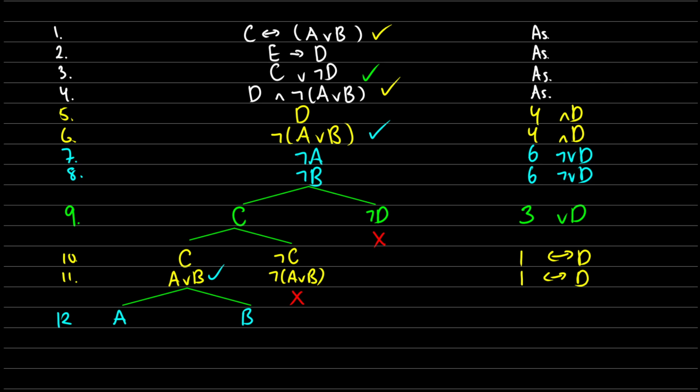So this is line 12. This comes from line 11, and we're doing or decomposition. Now, this is nice because both of these branches close. A and not A is a contradiction, B and not B is a contradiction. Therefore, look, all of our branches have closed. At this point, because all of our branches are closed, we know that this is an inconsistent set of well-formed formulas. All four of these cannot be true at the same time, otherwise we get contradictions.